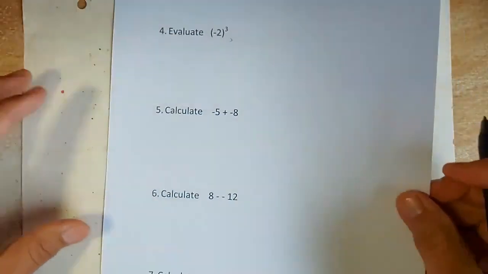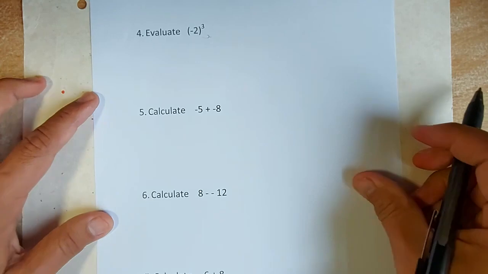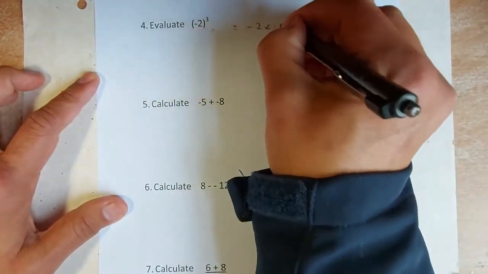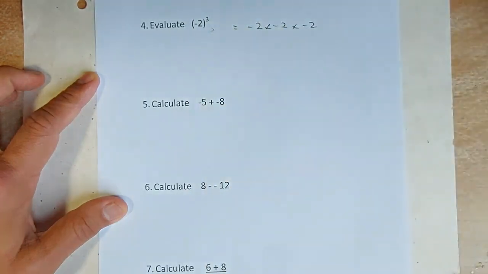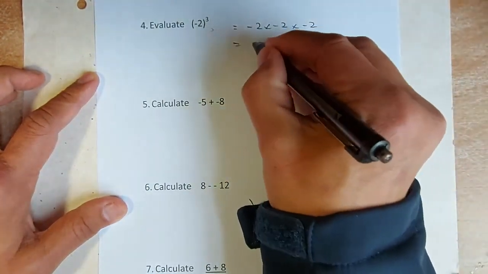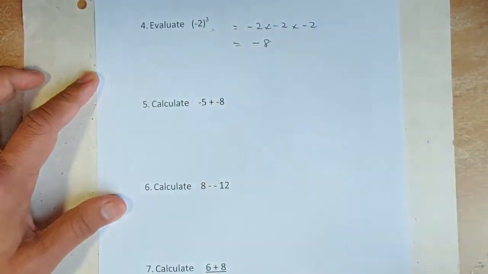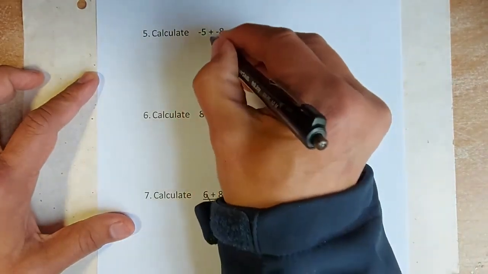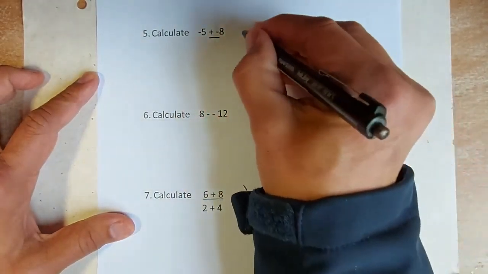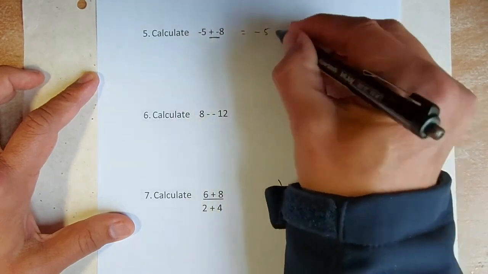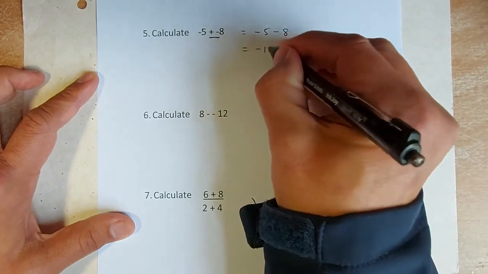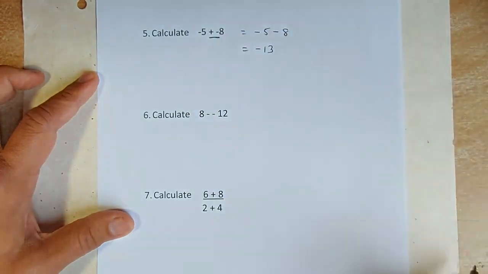Now we're going to proceed to some calculator work. Okay, so the first one is evaluate. Evaluate means to calculate. (-2)^3. That means minus 2 times minus 2 times minus 2. Put it in your calculator. If you do not know, it's straight away minus 8. The next question, minus 5 plus minus 8. When you have two operations, a plus and a minus, it becomes a minus. So minus 5 minus 8, and the answer is minus 13. Put it in your calculator, you get the same answer.